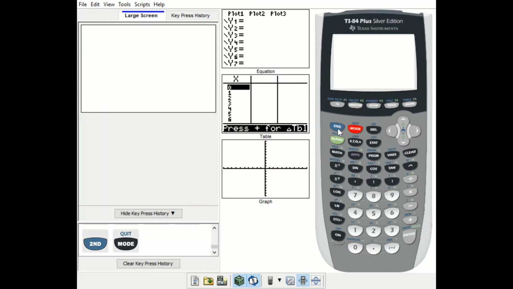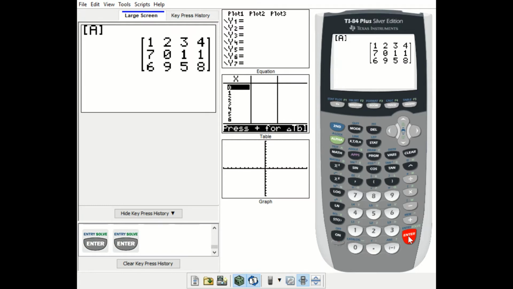So just to see what I put in, let's go second matrix again. On matrix A, I'm just going to hit enter and enter again. That is the matrix that I'm looking at. So let's say I want to reduce that matrix. I could do row echelon form of the matrix, or I could do reduced echelon form. So I'll show you where both of those are.